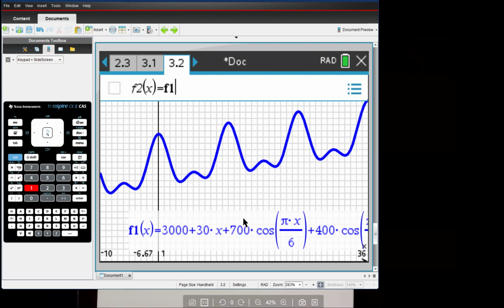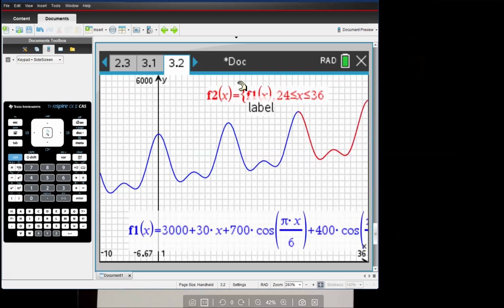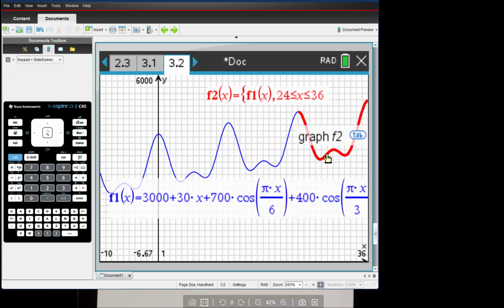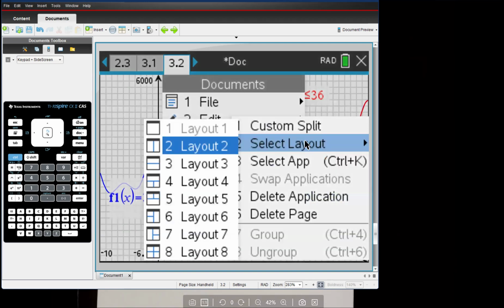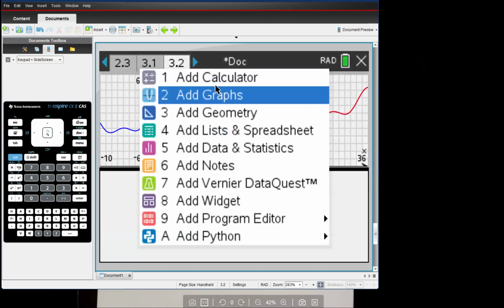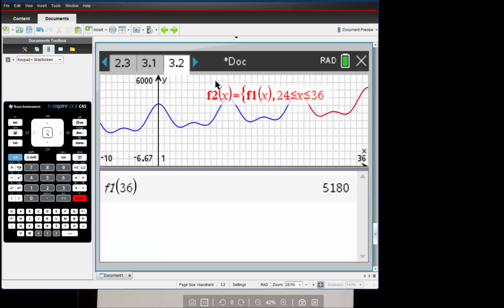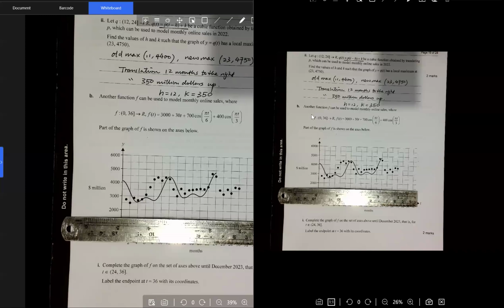And if you type in f1 of x between 24 less than or equal to x less than or equal to 36, it will show you the specific part you are required to find. And then I just need to find out the coordinates, okay? So roughly speaking, if you get your locations of these points correct, you should be fine. Page layout, select layout, layout 3. And I'm using f1 of 36, which is 5,180, okay? 5,180. So I'll place my CAS calculator on the side and give you some indications, okay?